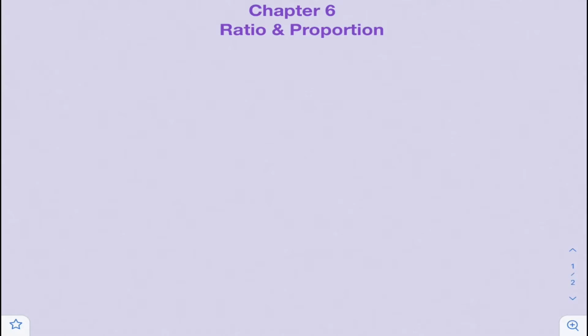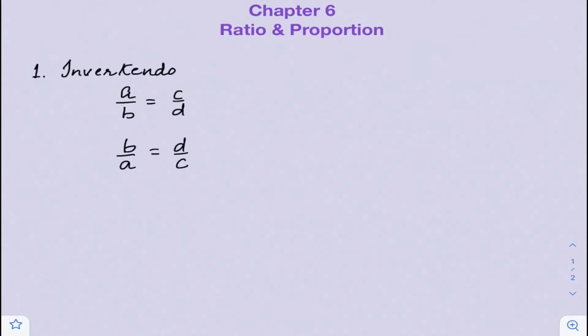So before we go into exercise 6b or 6c, there are one or two basic rules which we will have to understand. Number 1, invertendo. What is invertendo? Suppose there are two ratios which are equal to each other, and if you take the reciprocal of both these ratios, b upon a and d upon c, this rule is called invertendo.